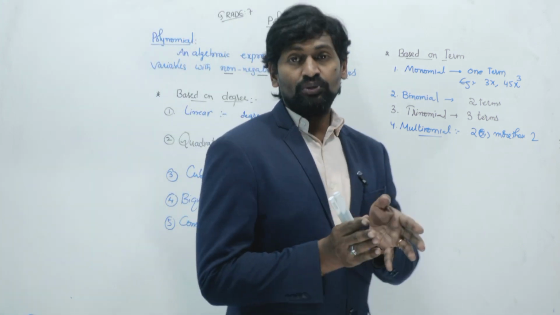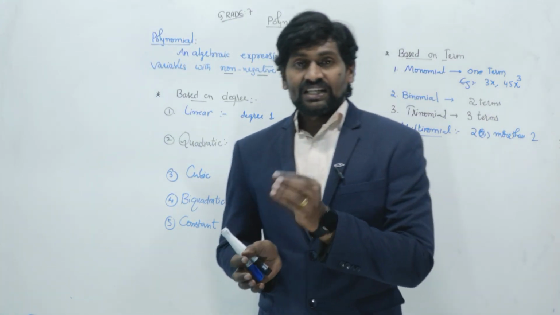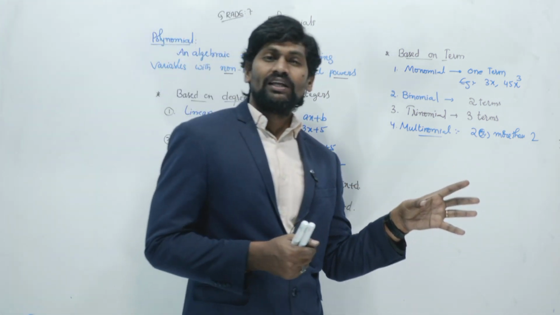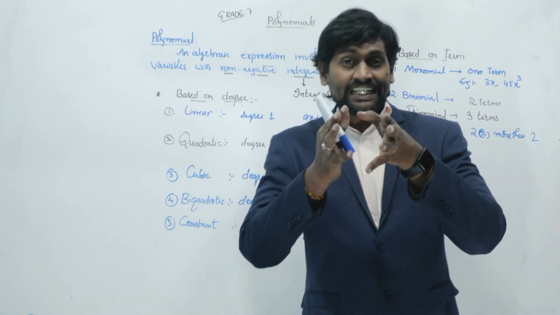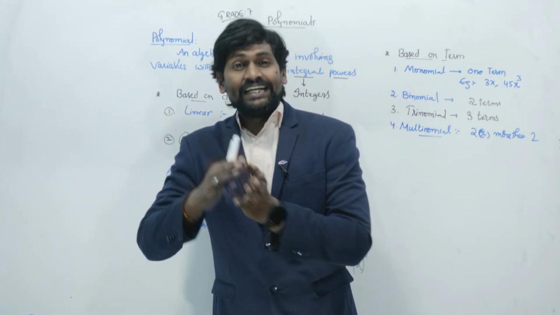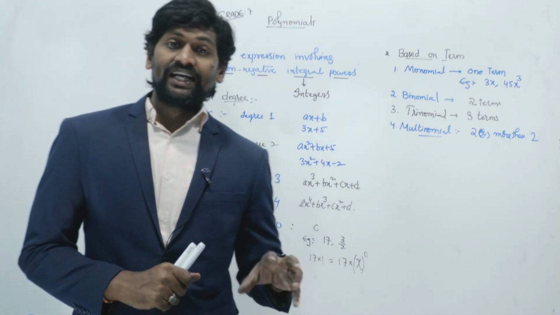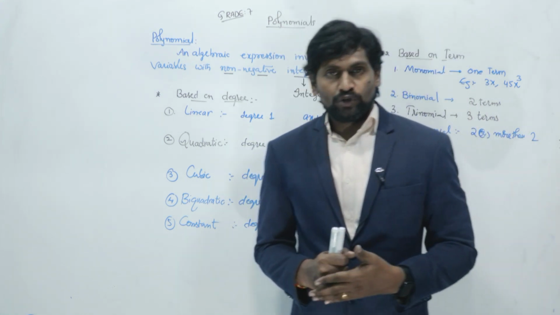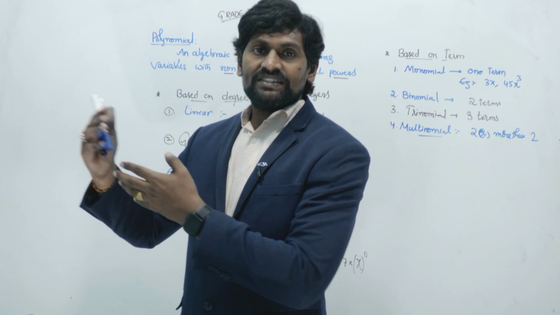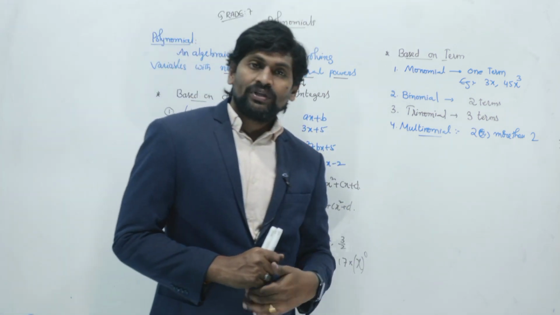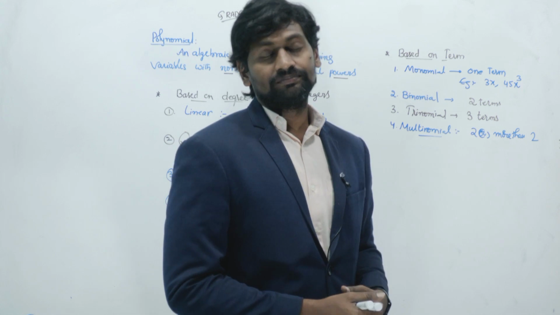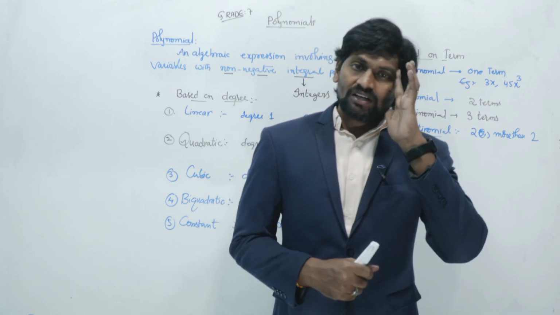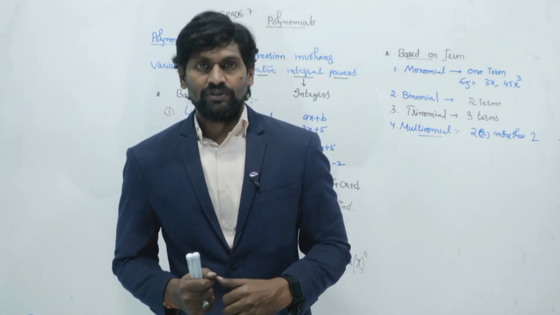Coming to based on the degree, we have linear polynomial and quadratic polynomial. Degree 1 polynomial is called linear polynomial. Degree 2 polynomial is called quadratic, its general form ax square plus bx plus c. Degree 3 polynomial is called cubic polynomial, ax cube plus bx square plus cx plus d. Degree 4 polynomial is called biquadratic polynomial. Also we discussed degree 0 polynomial, which is called constant polynomial.